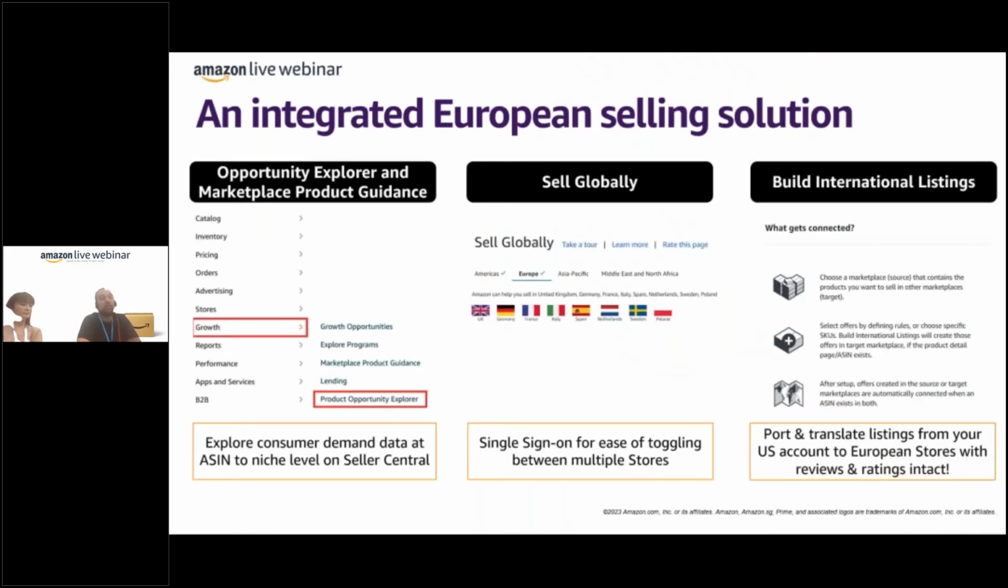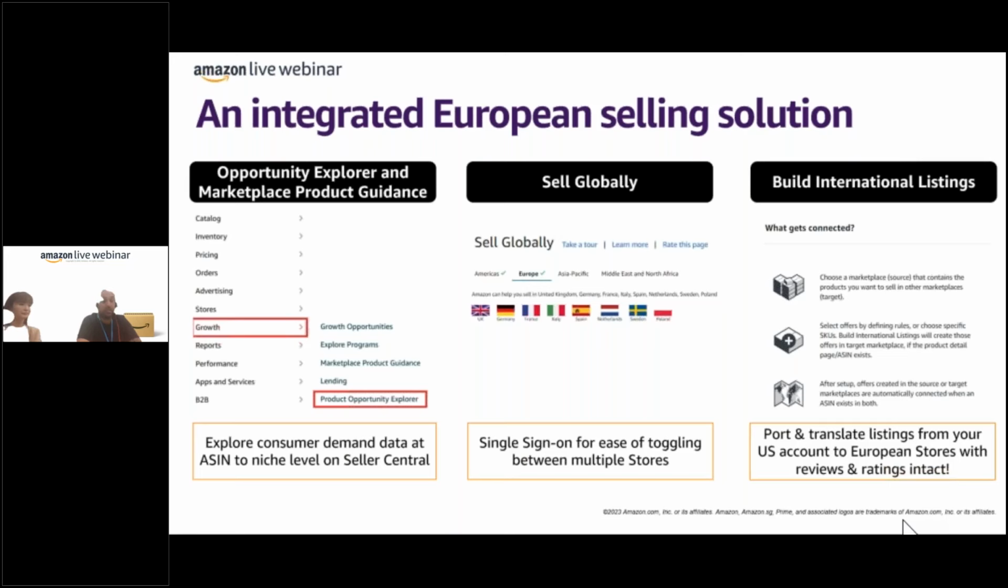So let's talk about the integrated European selling solution that Amazon provides. First, there are available tools on Seller Central to allow sellers to explore consumer demand data, as well as data of similar ASINs and its potential in these countries. These tools are called the Product Opportunity Explorer and the Marketplace Product Guidance.